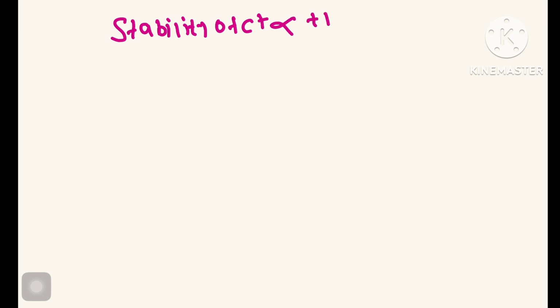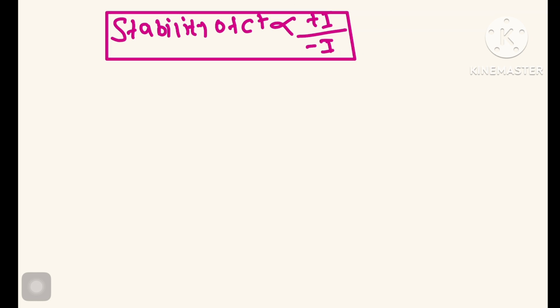So simply you can say stability of carbocation is directly proportional to plus I effect and inversely proportional to minus I effect. This is the simple concept, so must remember it.